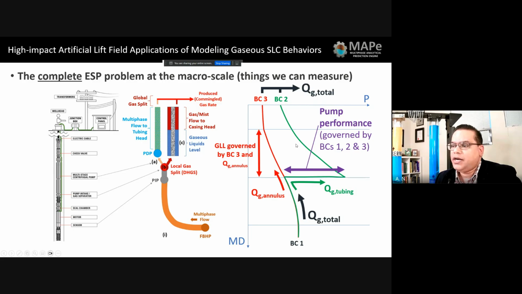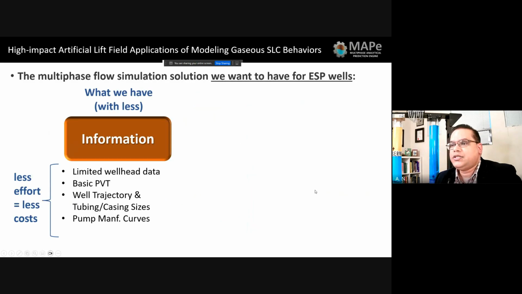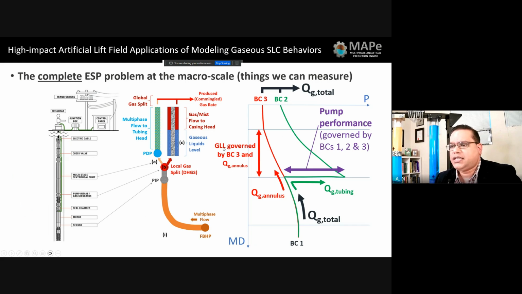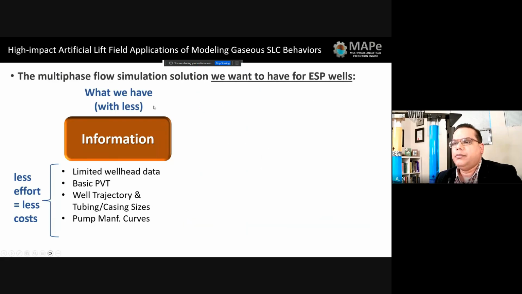So your pump performance is governed by all three, not just the tubing flow rate, with what you think the gas in the tubing is, right? So this is a really, really powerful problem to simulate. Unfortunately, this particular problem was my most recent paper that I co-authored with Ovinted, right? So the multi-phase flow simulation we want to have for full ESP well modeling is we still want the basic data: wellhead data, PVT data, trajectory, and pump manufacturer curves. We do not want to rely on pump intake pressure. We want to be able to predict it because that's the goal, right?